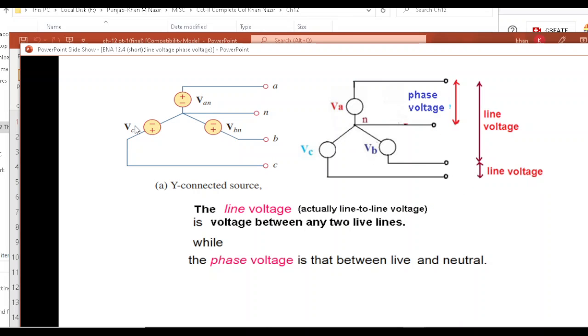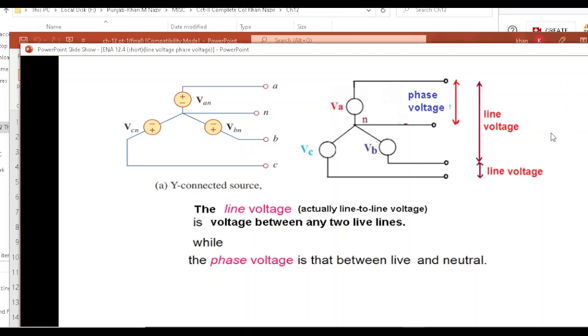Okay, now let's discuss the Y connected system first. The voltage between line to line, between one line and the second line, is called the line voltage. Actually, it should have been called line to line voltage. Anyway, this is one line voltage, this is another line voltage, and the third line voltage will be between C and A.